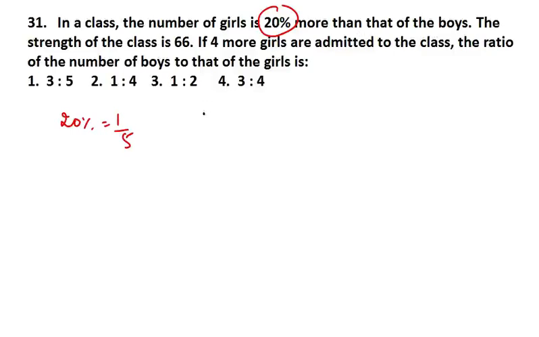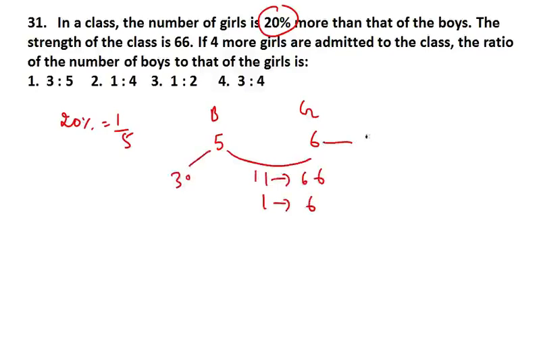Okay, it means this is boy and this is girl. So if boy is 5, girl is 6, total number of girls is 20% more than that of boys. If this is boy, then girl is 20% more, means 1 more, means girl is 6. And it is saying total strength is 66, but here my total strength is 11, so this 11 represents 66, 1 represents 6, so boys will be 30 and girls will be 36. Okay, this is their strength.